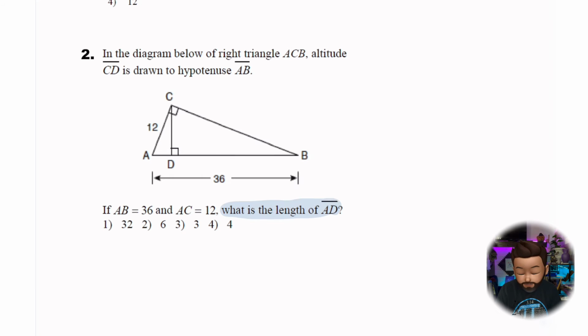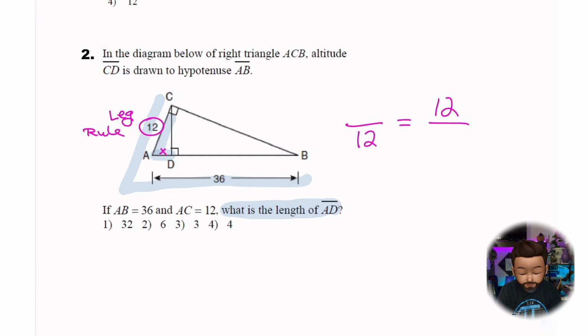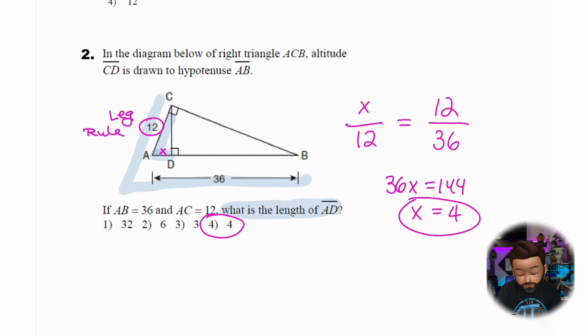In the second example, what is the length of AD? And here, it's a leg rule problem because the altitude is not involved. Carefully looking at our parts, setting up the ratio and the proportions carefully, we have cross multiplying. This is going to give us x is equal to 4. Not bad.